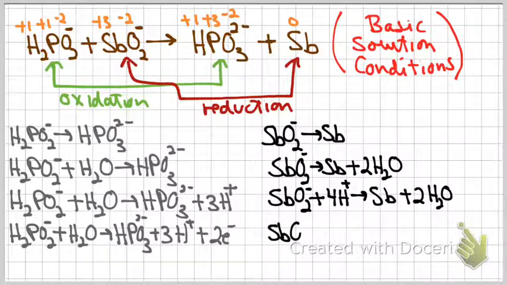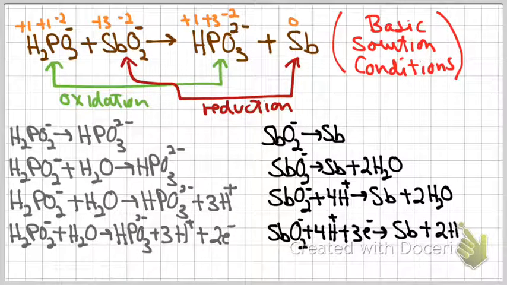And now I do the same thing for the reduction half reaction. The right side of my equation was neutral. On the left side, I had a +3. I've got to bring that down to 0. So I've got to cancel out 3 positive charges with 3 electrons. So again, you can see very much like what we did in our acidic solution problem.